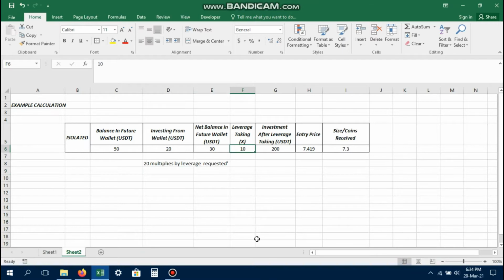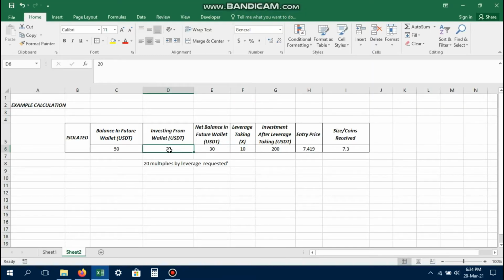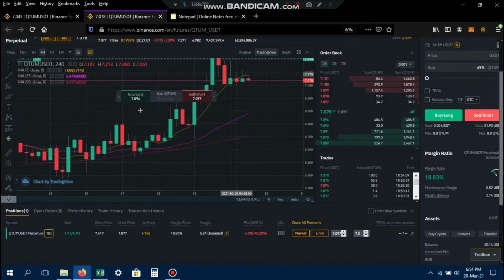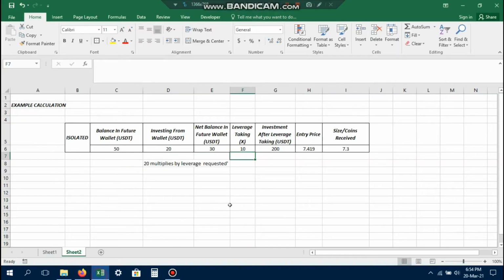Now as you can see, you have the option to take leverage of approximately 50 times. For example, if I wish to invest 20, and I have the option over here in leverage that I can go to 50x. So what does it do? I'll make it 50, then it becomes 1000.